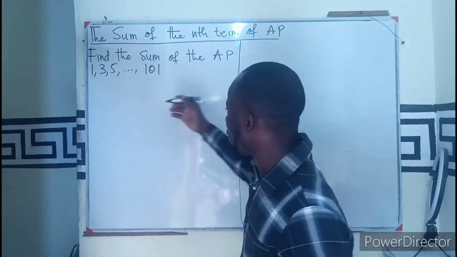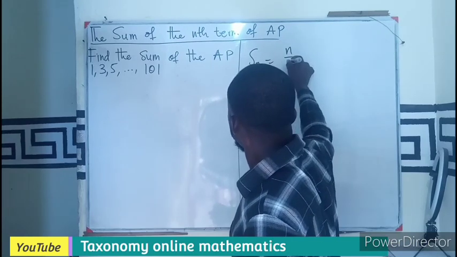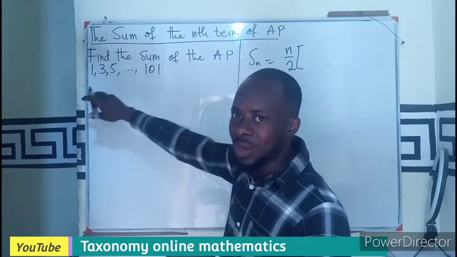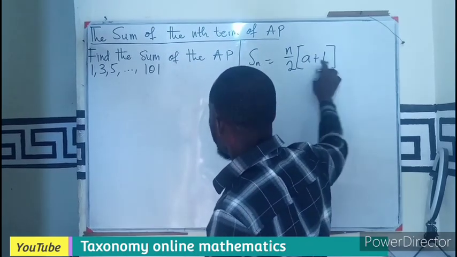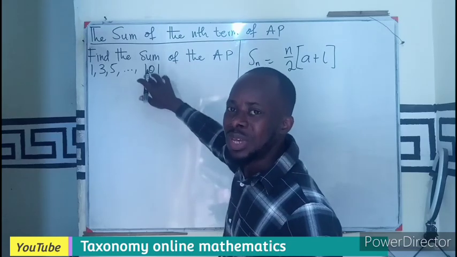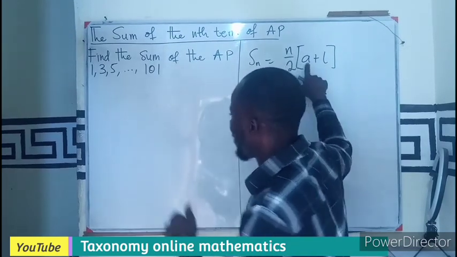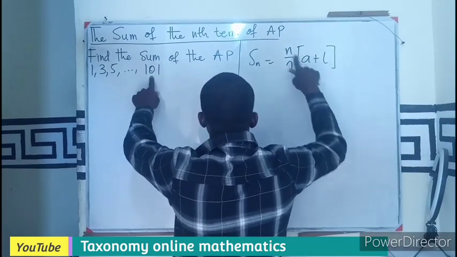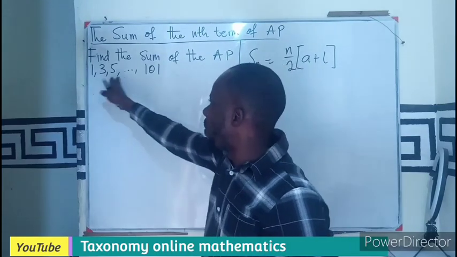As I said earlier on, our sum is n over 2. Since we know the last term of the sequence, we use a plus l, where l stands for the last term in the sequence. So we need the first term, which we already know. The last term is known. The only thing left is the number of terms. So how do we get the number of terms?